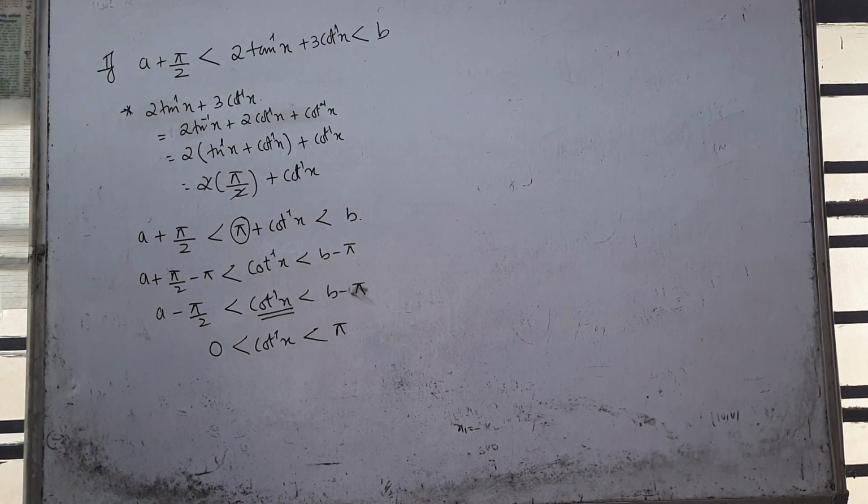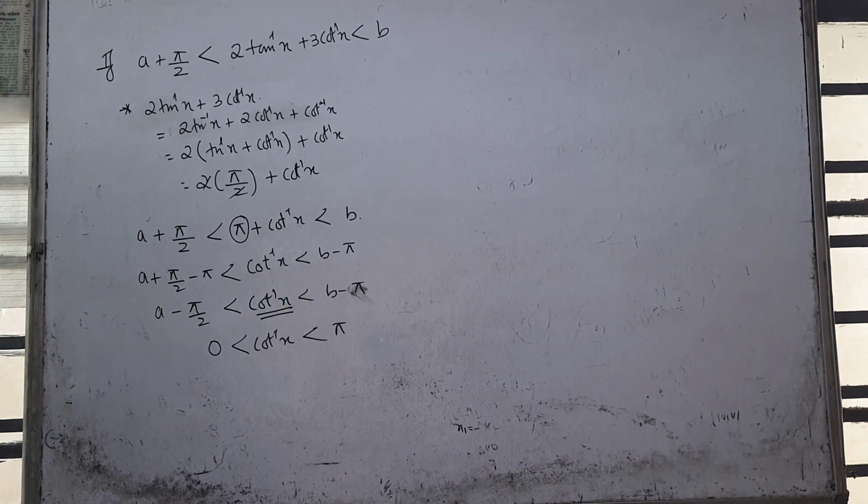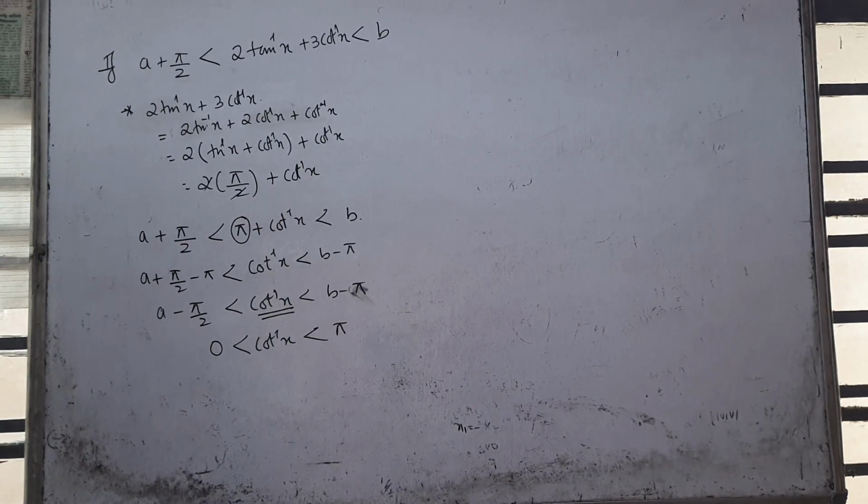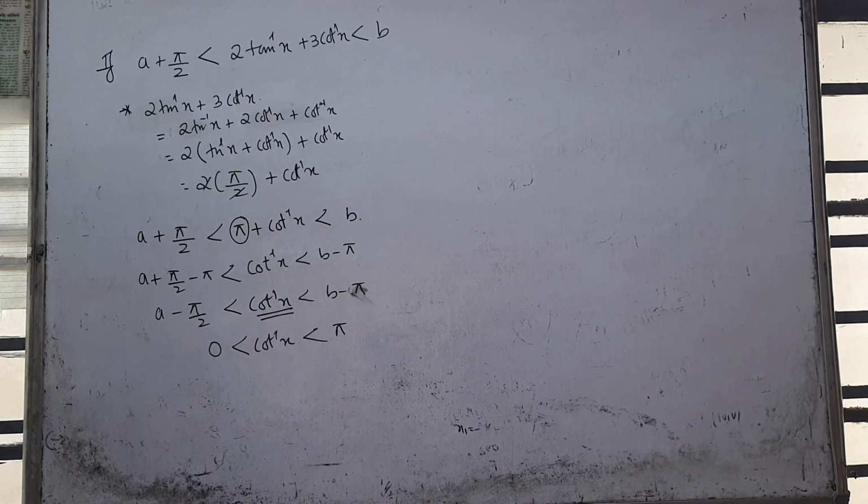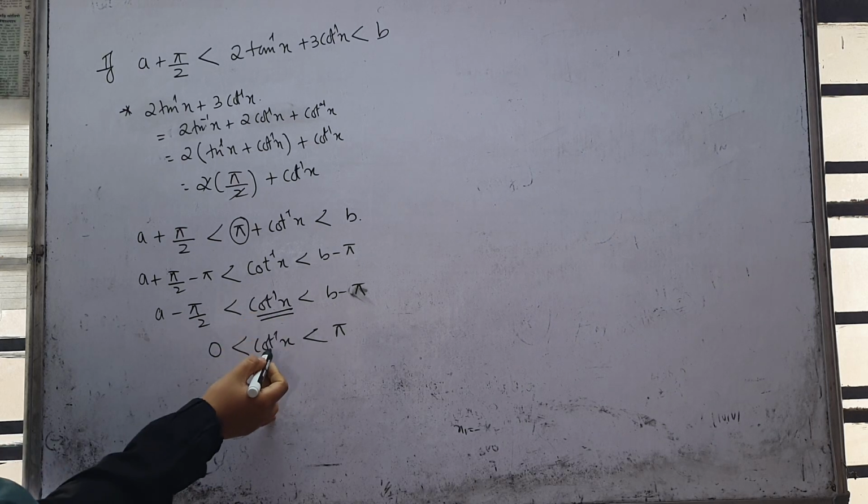Same as tan inverse. Is it clear? Like sine and cos, okay. Sine is minus pi by 2 to pi by 2. Cos is 0 to pi. Got it? So this is cot, so it will lie between 0 to pi. Is it clear? So this is also cot inverse x.